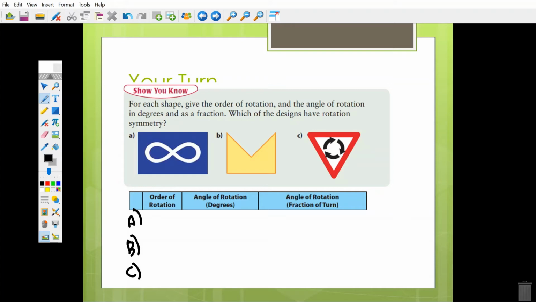For the flag here, the Métis flag, the order of rotation is 2. The angle of rotation, 360 divided by 2, will be 180. And as a fraction of a turn, it's 1 over 2.